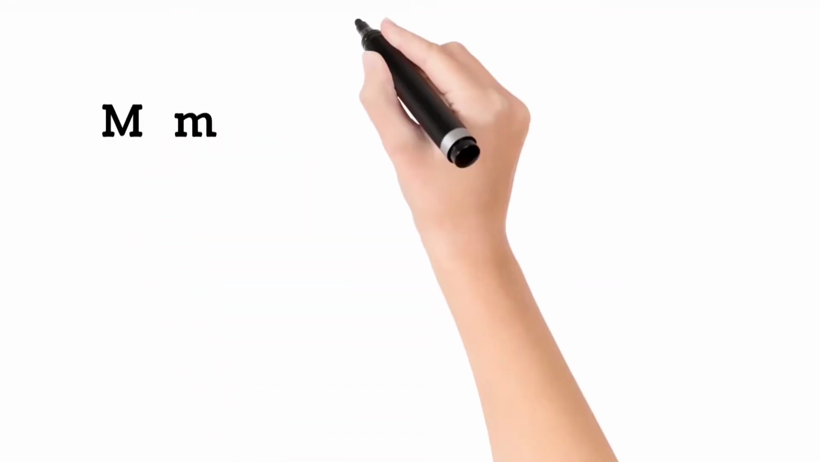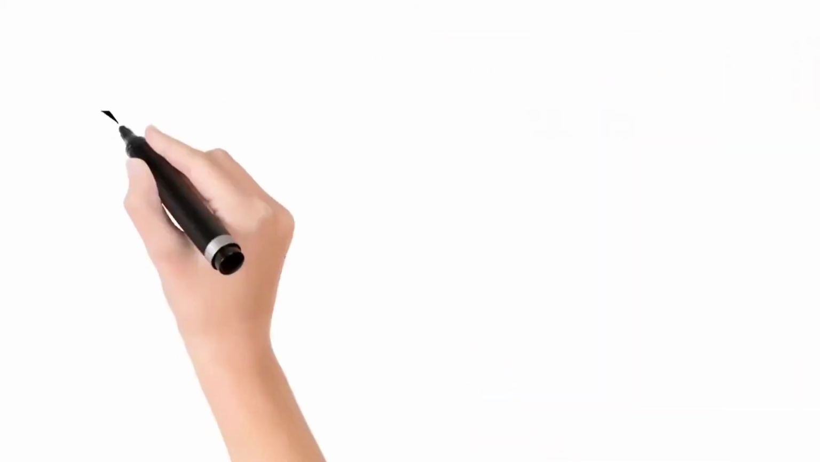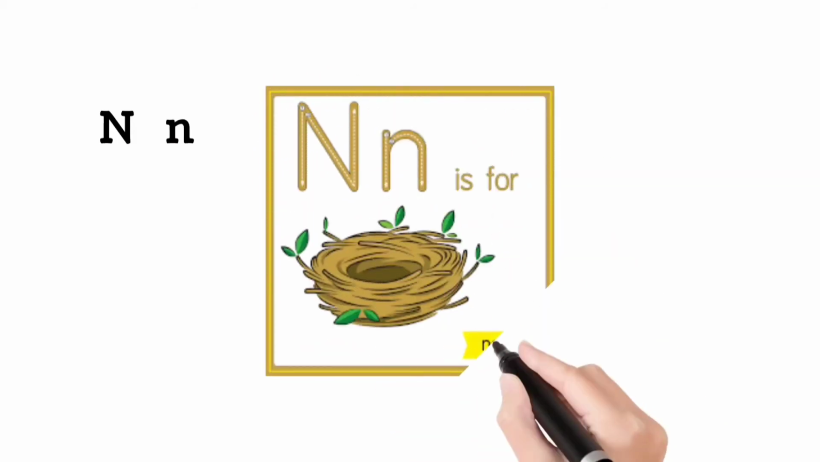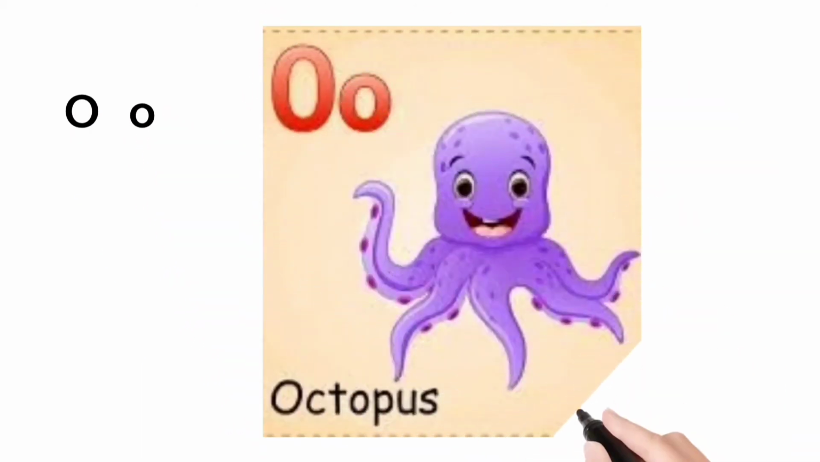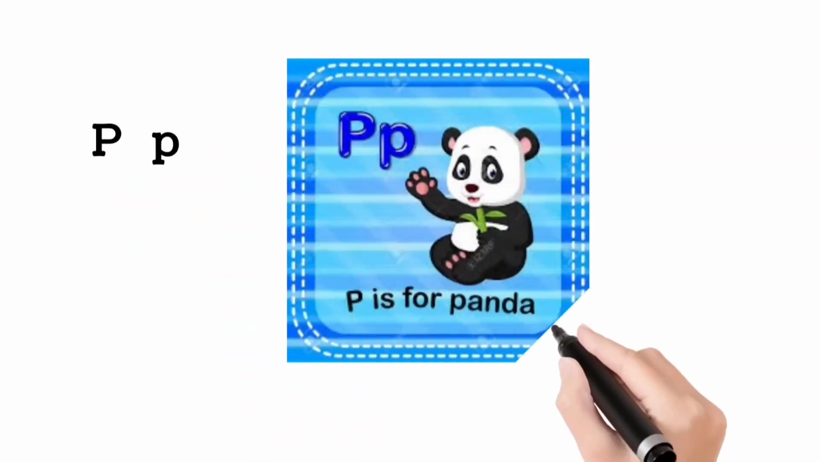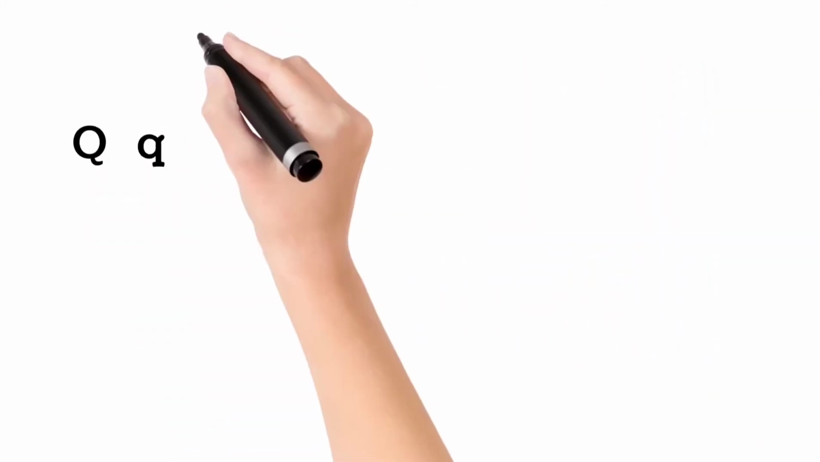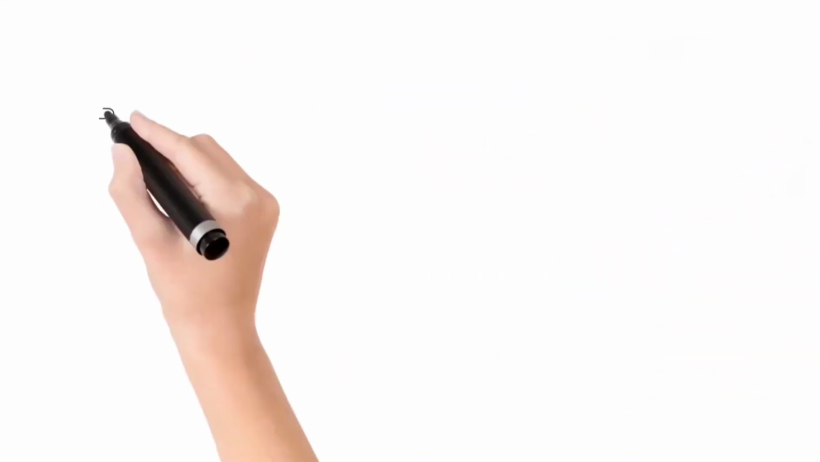Next, M. M is for monkey. N is for nest. The next one is O. O is for octopus. P is for panda. Q is for queen.